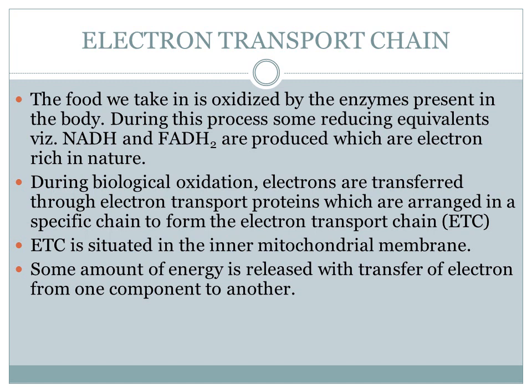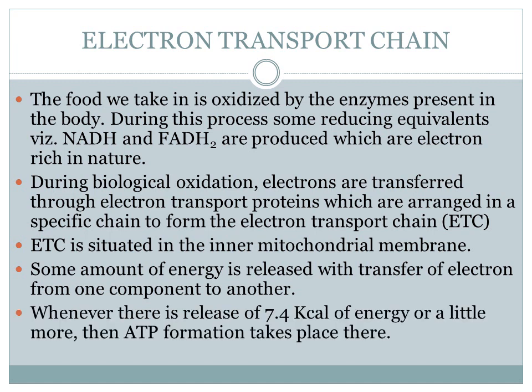Some amount of energy is released with transfer of electrons from one component to another component. So some energy is released when an electron is going from one protein to another protein. Okay, so whenever there is release of 7.4 kilocalories of energy or a little more, ATP formation takes place. Okay, so when electrons are going from one protein to another protein, there will be release of energy, and wherever there is release of 7.4 kilocalories, then ATP formation will take place, right?